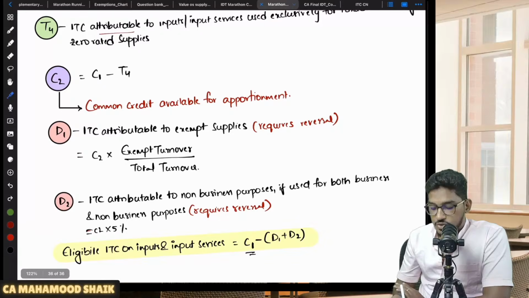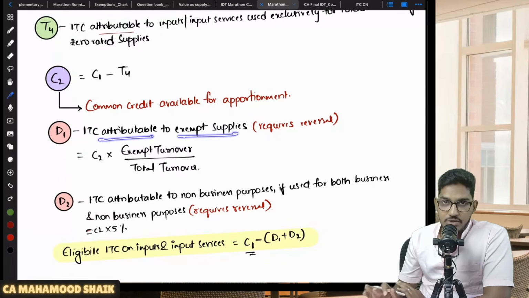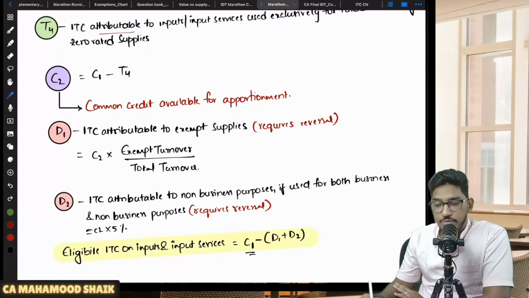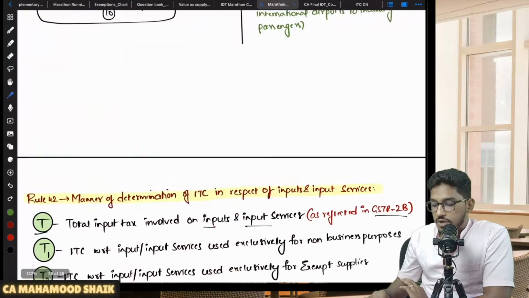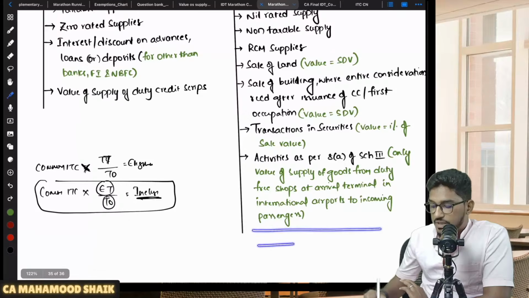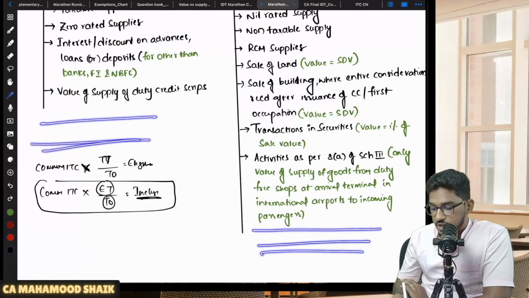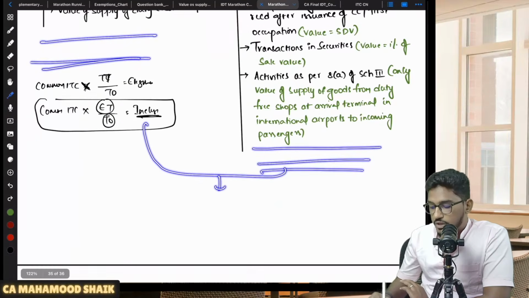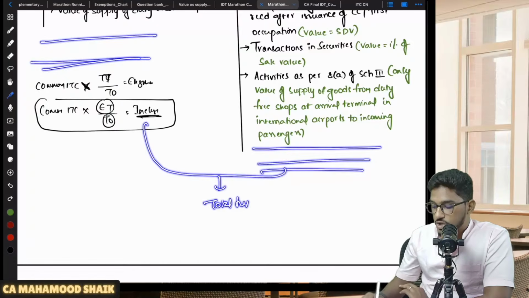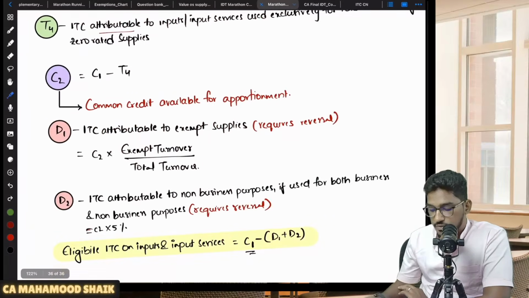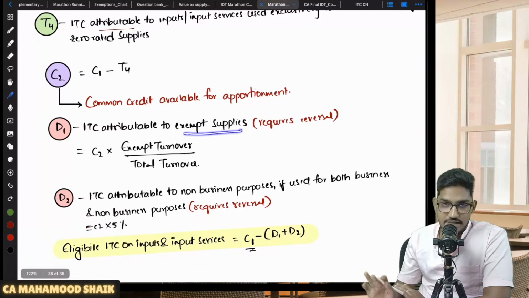Sir, how to apportion? We will calculate two things, D1 and D2. Sir, what is D1? ITC attributable to exempt supplies. Of the common ITC, how much ITC is attributable to exempt supplies? So how to calculate? Common credit into exempt turnover divided by total turnover. I have already told you how to calculate exempt turnover. Considering all that, you will calculate exempt turnover. Now you will have taxable turnover. If you do the total of both, you will get the total turnover. So apply the formula: common credit C2 into exempt turnover divided by total turnover. If you do that, you will get to know the ITC attributable only to exempt supplies.